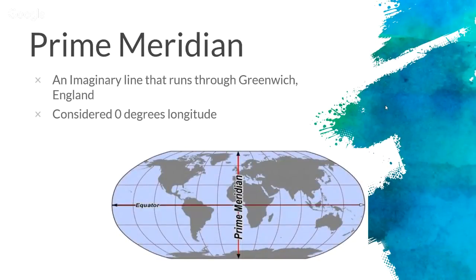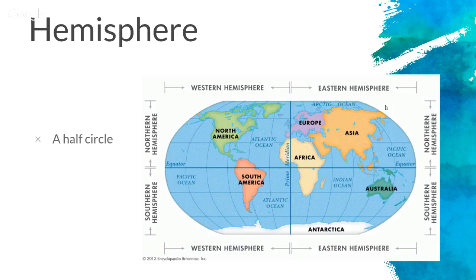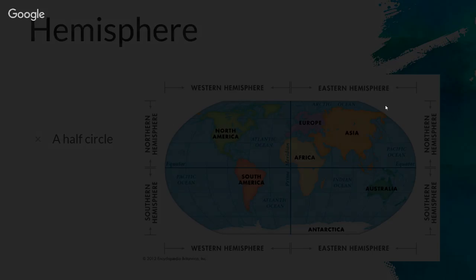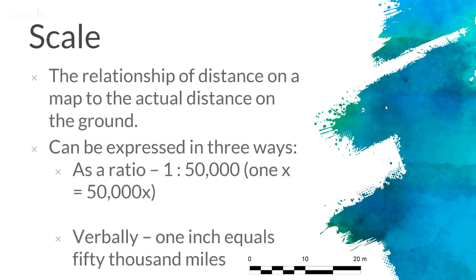And then that prime meridian runs through Greenwich, England. It's considered 0 degrees of longitude, while the equator is at 0 degrees latitude. It's that half circle that runs right there.